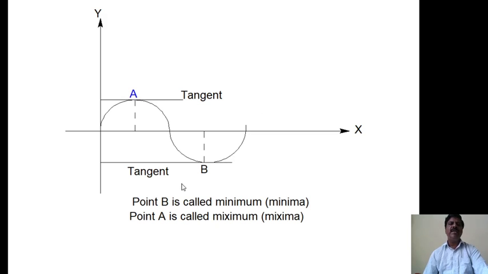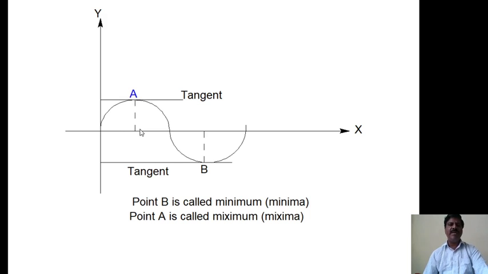For that, a maximum value and a minimum value will occur. The maximum value is the maximum displacement above the reference line, called the maxima.